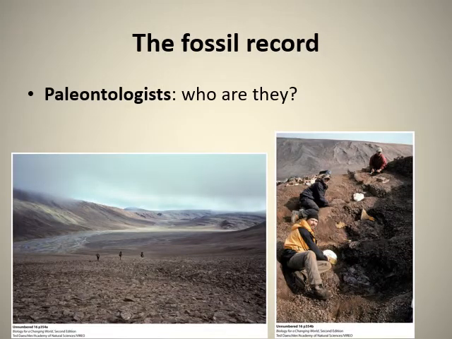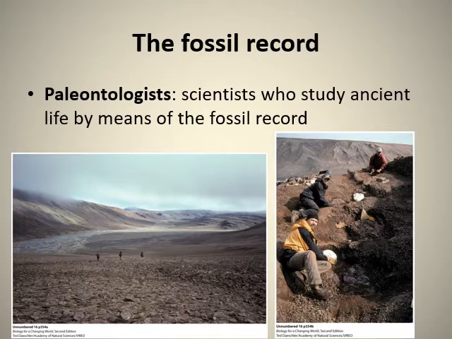Okay, so the fossil record. How do we have a fossil record? Well, it's because people or paleontologists have discovered fossils. So who are these paleontologists? Paleontologists are just scientists who study ancient life by means of the fossil record.